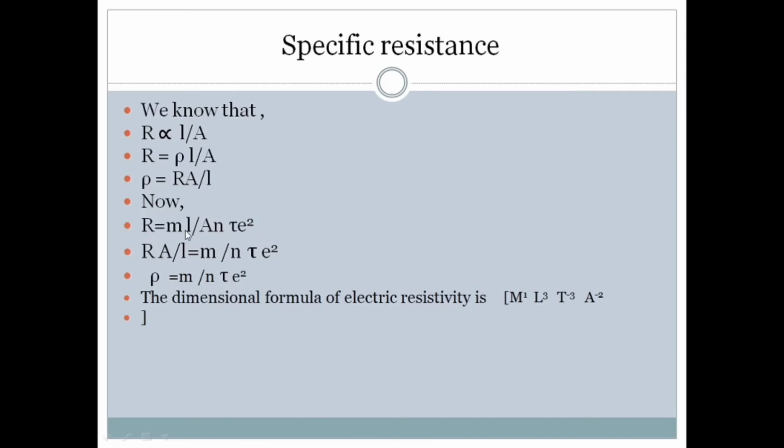So taking L and A from right hand side to left hand side, you will get RA upon L is equal to m upon n e squared τ. So RA upon L is the specific resistance denoted by rho. So rho is equal to m upon n e squared τ. The dimensional formula of electric resistivity is M L to the power 3 T to the power minus 3 A to the power minus 2.